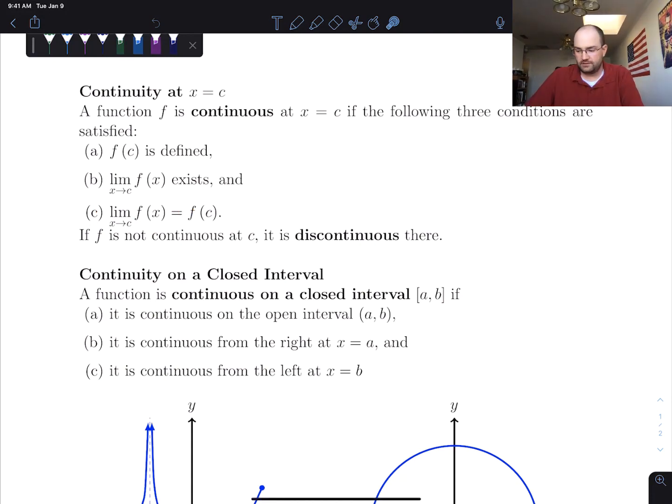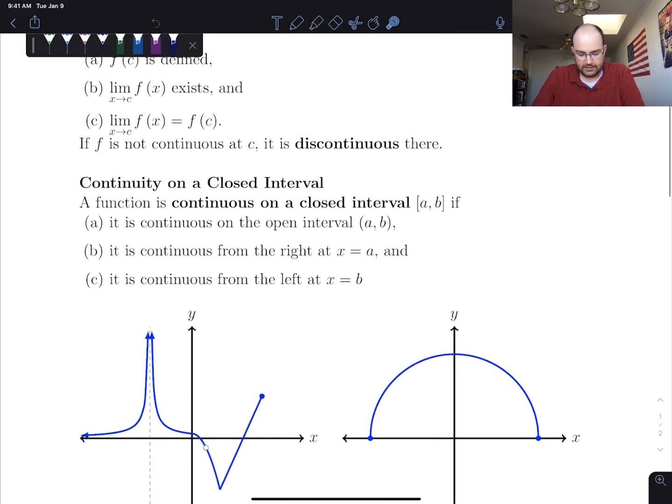That last one really is the important one. The function value has to exist, the limit has to exist, and the function value has to be the same as the limit. That's that third one. So really the reason A and B are there is because that's the only way for the limit to equal the function value. Okay, so if f is not continuous at c, it is discontinuous there.